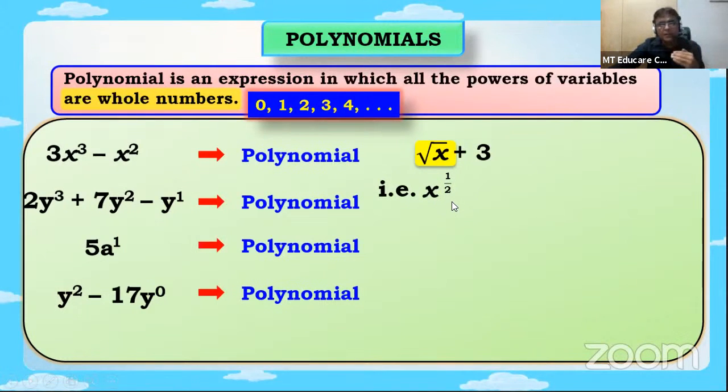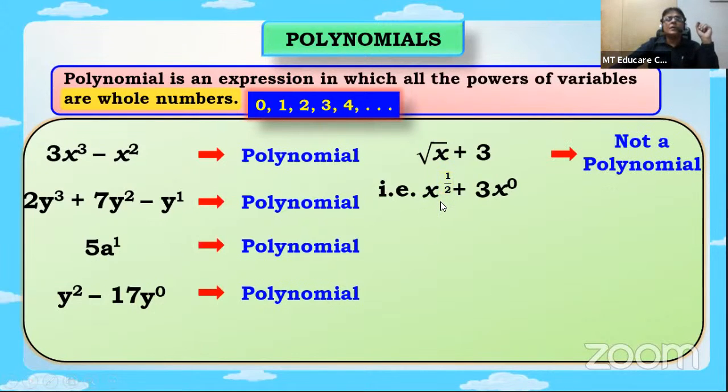Sir, why are we doing this? Because if we see the root of x, then you will say the power is 1. But actually the power is not 1. If I remove the root sign, I will get x raised to 1 upon 2 plus 3 as it is. Now if you want, you can write 3 as 3 into x raised to 0, as we have done earlier. Now look at the power, students. Power should be a whole number. Now look at 1 upon 2. 1 upon 2 is not a whole number. Therefore, root of x plus 3 is not a polynomial.